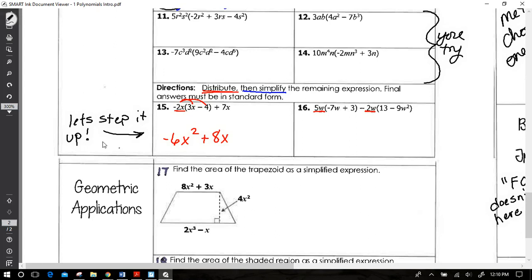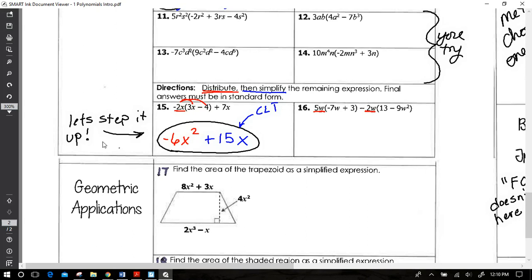Now I am going to bring down this plus 7x, and now I can see that I will need to simplify by combining like terms, and I know that I need to combine them because there's this plus sign that separates the terms. So that tells me combine like terms. 8x plus 17x is going to give me a positive 15x. And that is now my final answer.